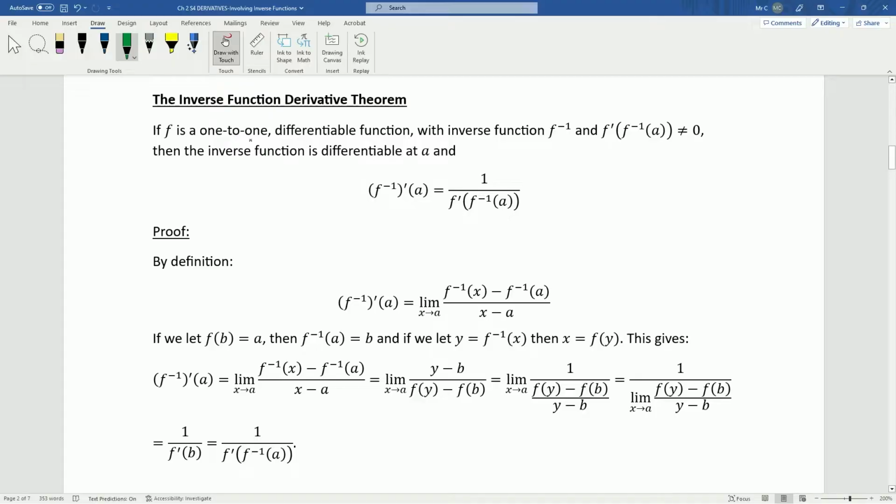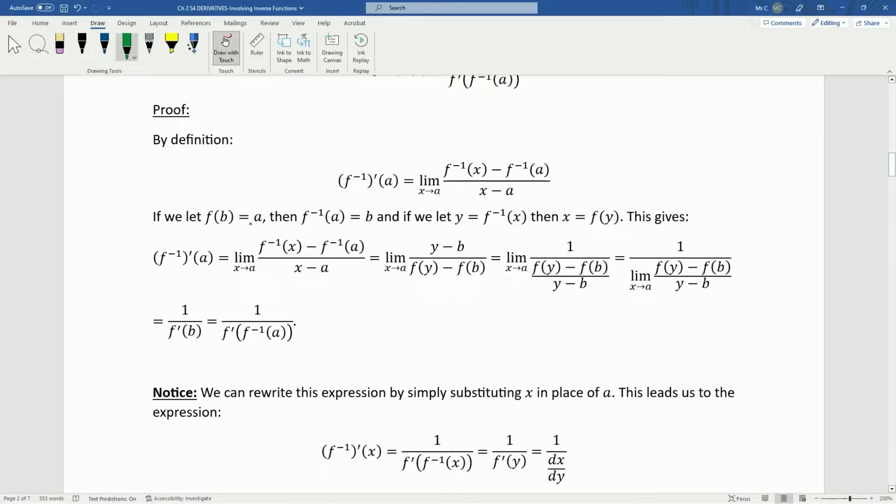If f is a one-to-one differentiable function with inverse function f inverse and f prime of f inverse of A is not 0, then the inverse function is differentiable at A and f inverse prime at A equals 1 over f prime of f inverse of A. Proof. So by definition, we write f inverse prime of A is the limit as x goes to A of f inverse of x minus f inverse of A over x minus A.